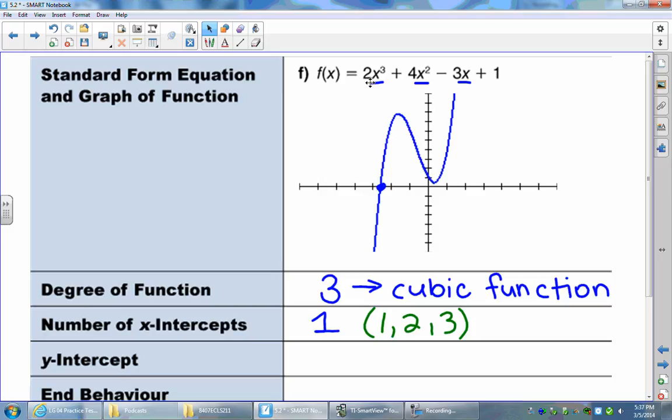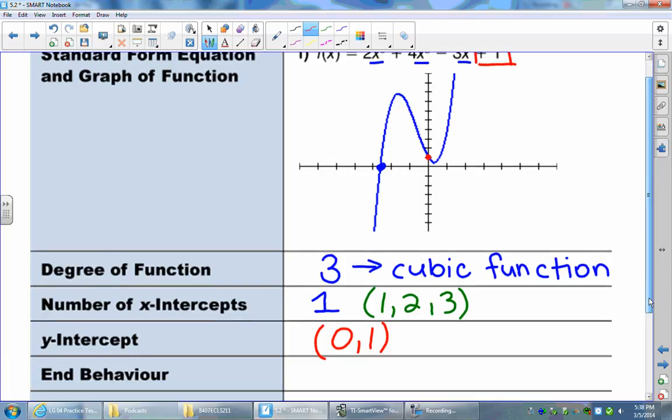Now, as previously stated, our y-intercept is always equal to our constant term. So we can see here that the graph is crossing the y-axis at y equals 1. And this is true for all polynomial functions. So our y-intercept is 0, 1, with the y value always being equal to that constant term.